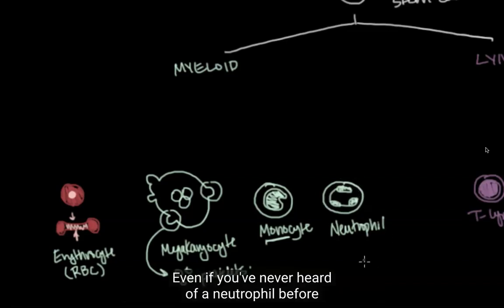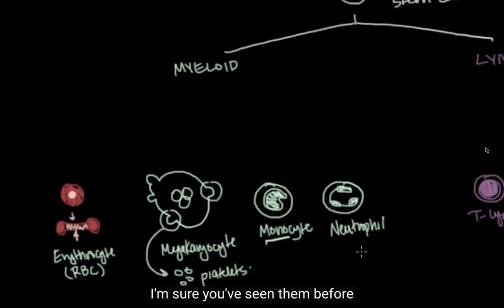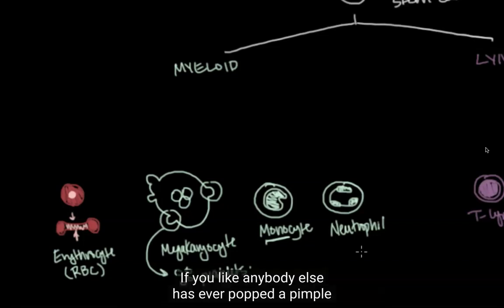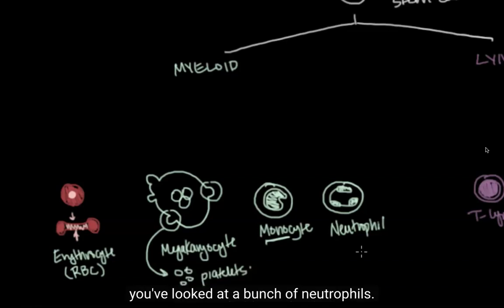And even if you've never heard of a neutrophil before, I'm sure you've seen them before. And how do I know that? It's because neutrophils are actually the main component of pus. So if you, like anybody else, have ever popped a pimple, you've looked at a bunch of neutrophils. So what are the other types of myeloid cells?